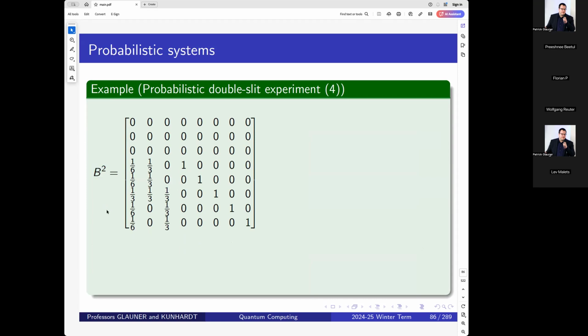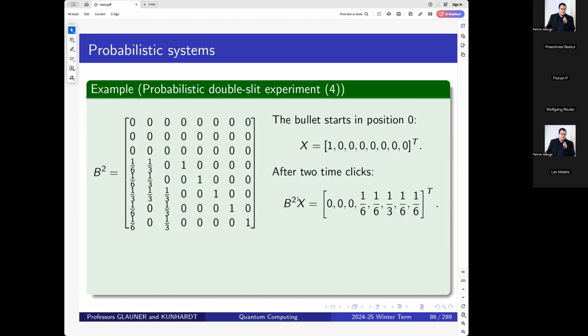B squared, which is B multiplied with itself, looks something like this. And we can now wonder about our start state. The start state is the bullet is 100% in position 0. So this is the start state, just a 1 and then all zeros for the other states. And we can multiply x from the right with B squared. So B squared is 2 time clicks, and we multiply x from the right because we want to go into the future. We will get something like this.